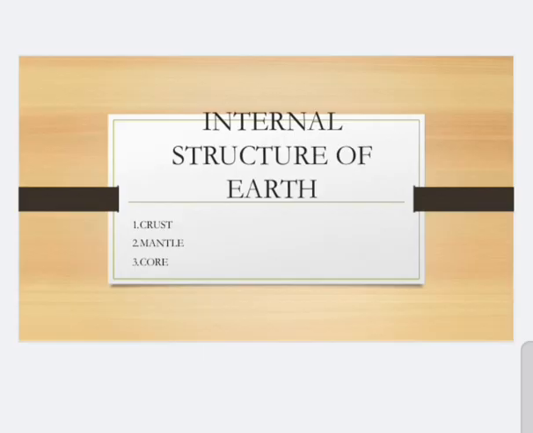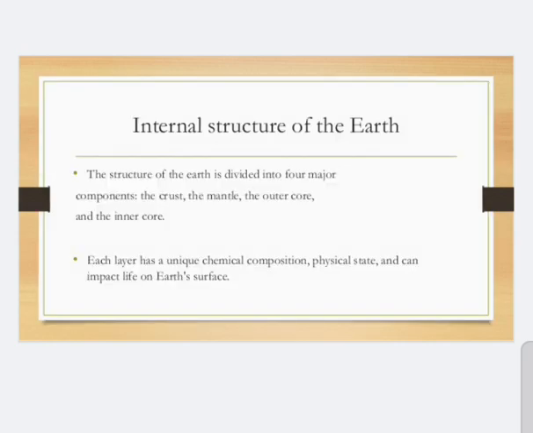Today I am going to explain the topic of the internal structure of the earth. Already we know that there are three main layers in the earth structure. First is the crust, second is the mantle, and third is the core. Next, the internal structure of the earth.